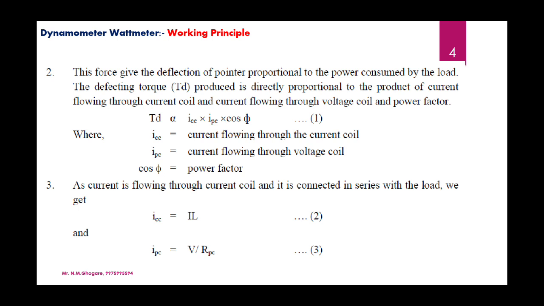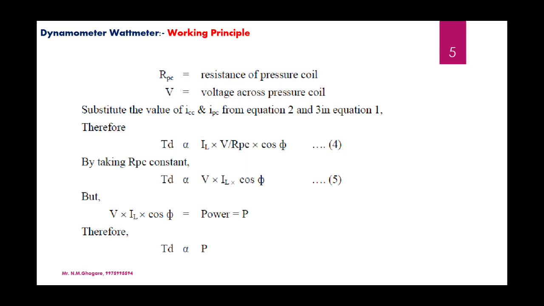The deflecting torque is directly proportional to current coil current into pressure coil current into power factor cos phi. As the current coil is connected in series with the load, the current coil current is equal to the load current. The pressure coil current is equal to voltage divided by pressure coil resistance. Put this value in equation 1, we get the deflecting torque is directly proportional to load current into voltage divided by pressure coil resistance into power factor.